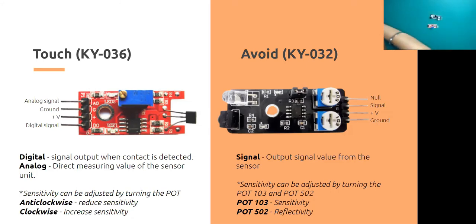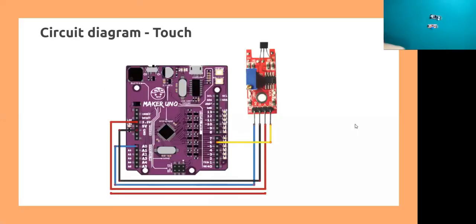So we shall start the connecting part. Connect the circuit according to the circuit diagram on the slides. I will connect from here as well. The first sensor we will use is touch. You will need a breadboard to put your touch sensor, as well as your Maker UNO, and wires.